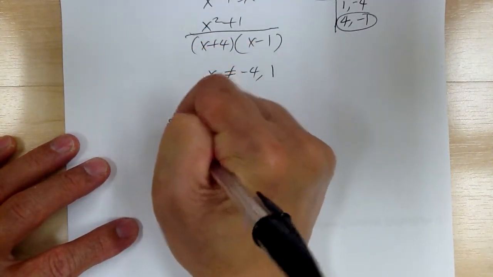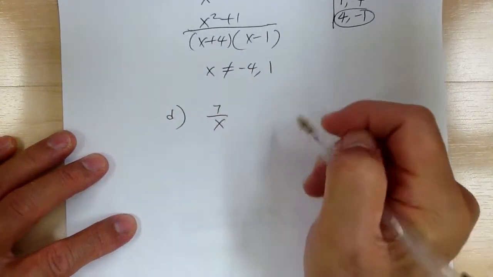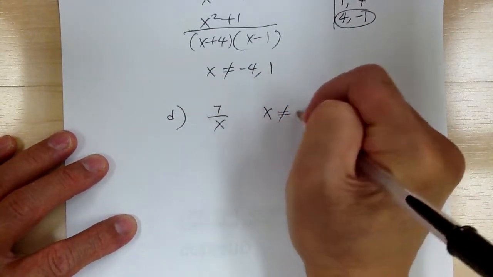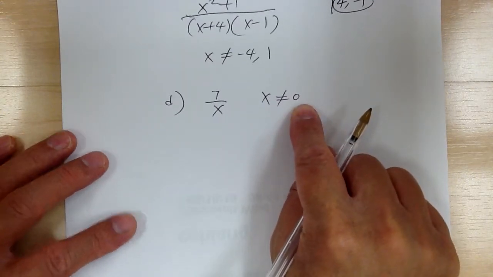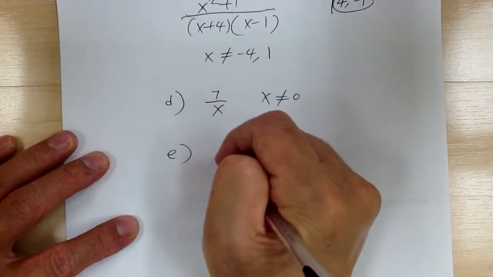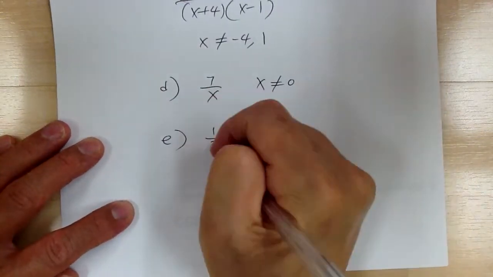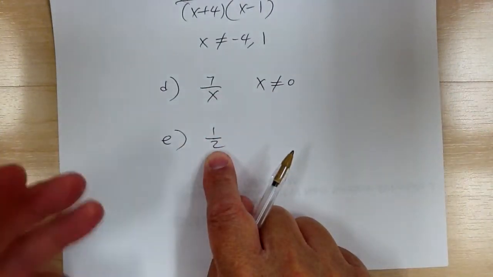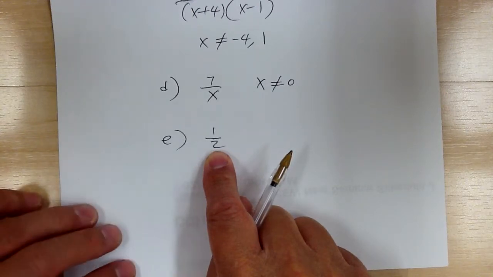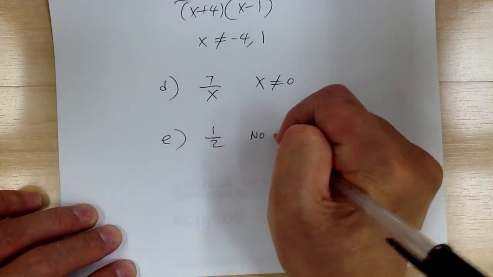Now let's go to d. You've got 7 over x. In this case, x cannot equal 0, so 0 is the excluded value. When you go to e, you've got 1/2. In this case, there's no variable. When there's no variable, you've got 2, and 2 will never equal 0. Therefore, that one would have no excluded value.